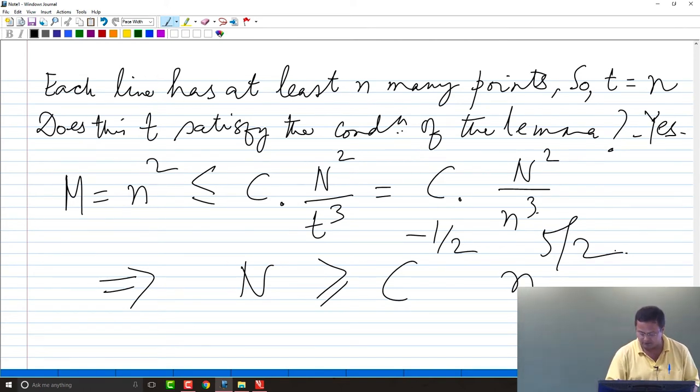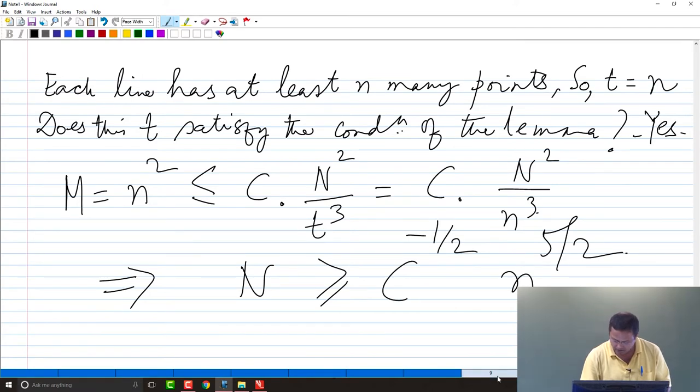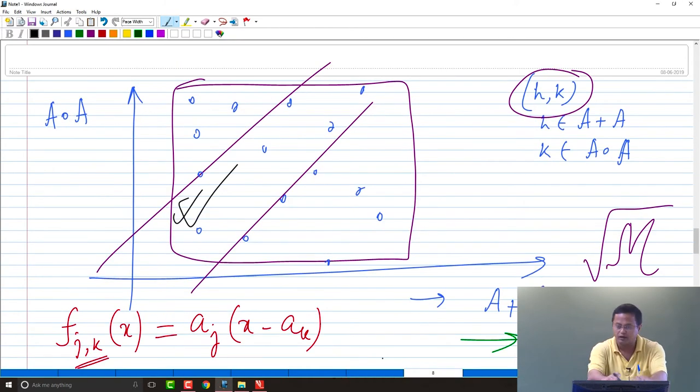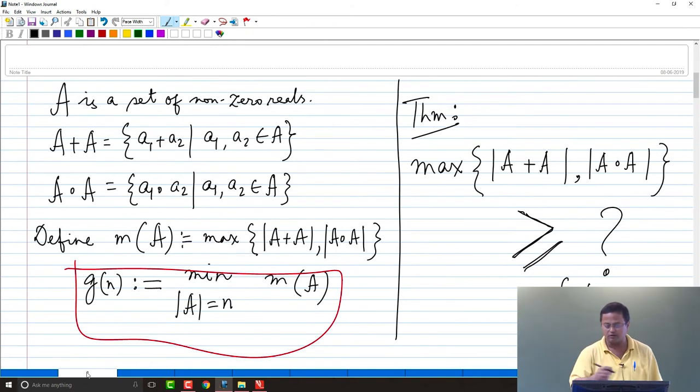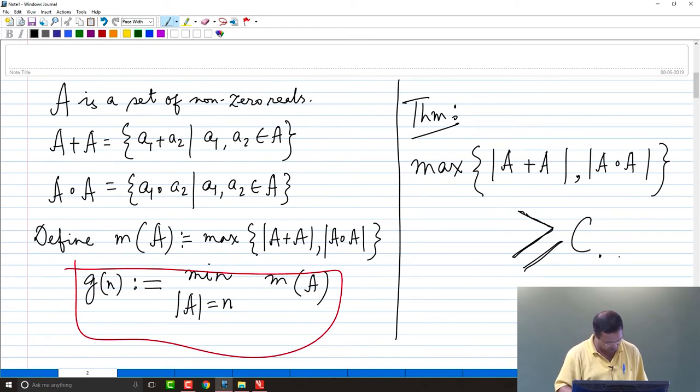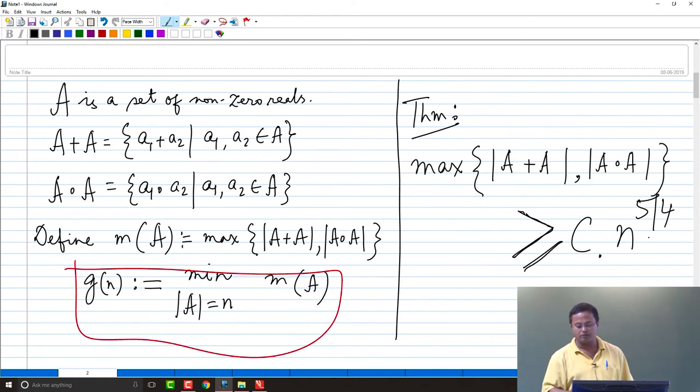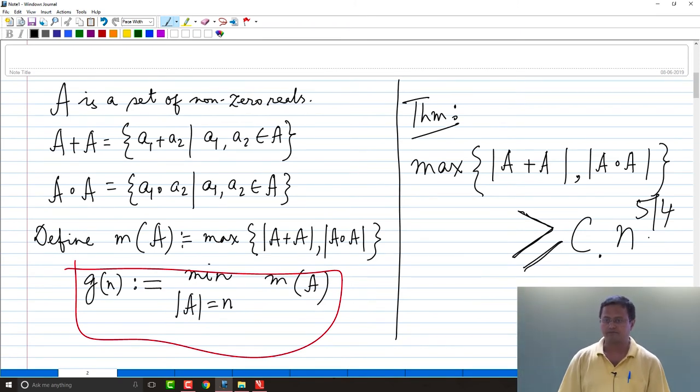Now, mind you, you had agreed. So, what is capital N? N is the total number of points, and you had already agreed that the max of these two would be greater than or equal to the square root of m. So, if you go back, this should be some constant times n to the power of 5/4. Done. Don't you find this to be cute?